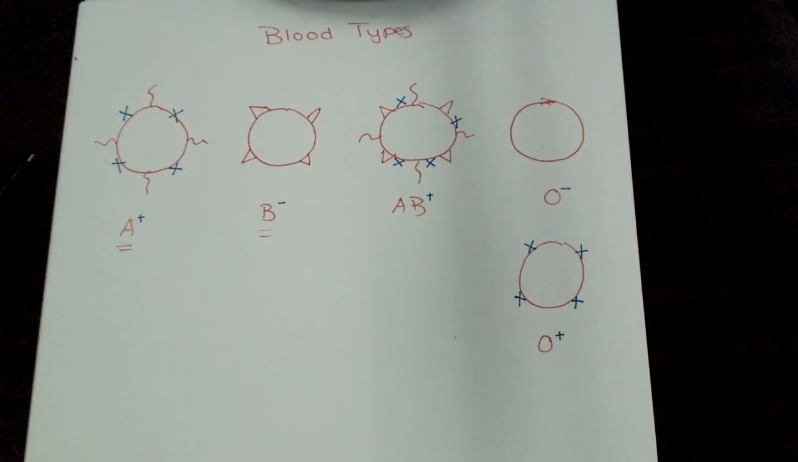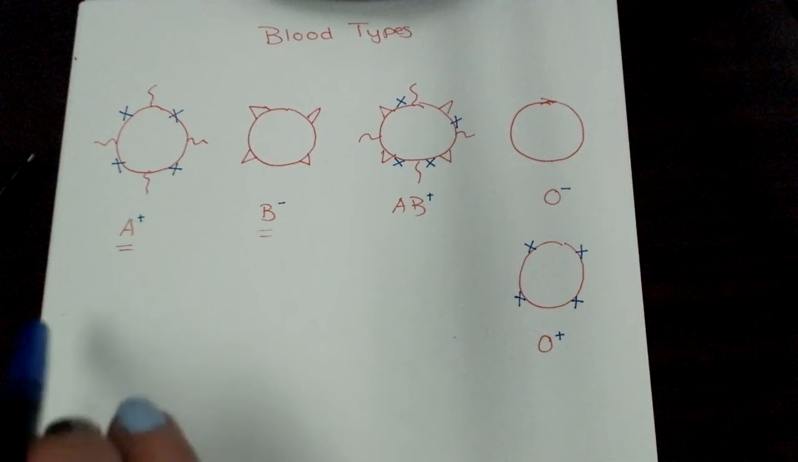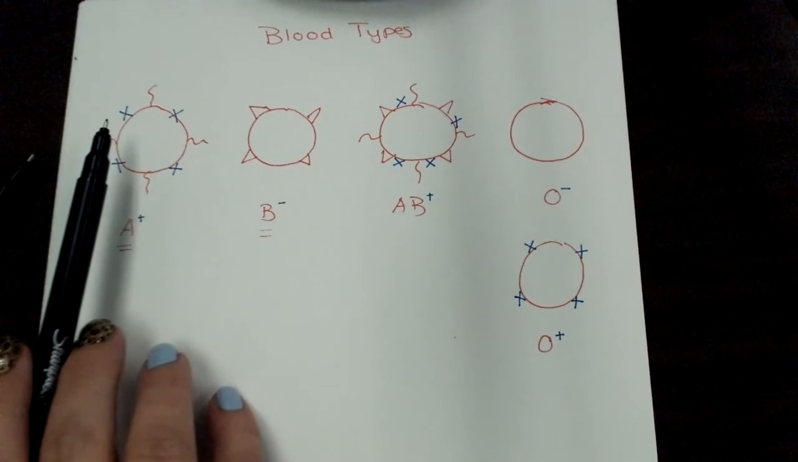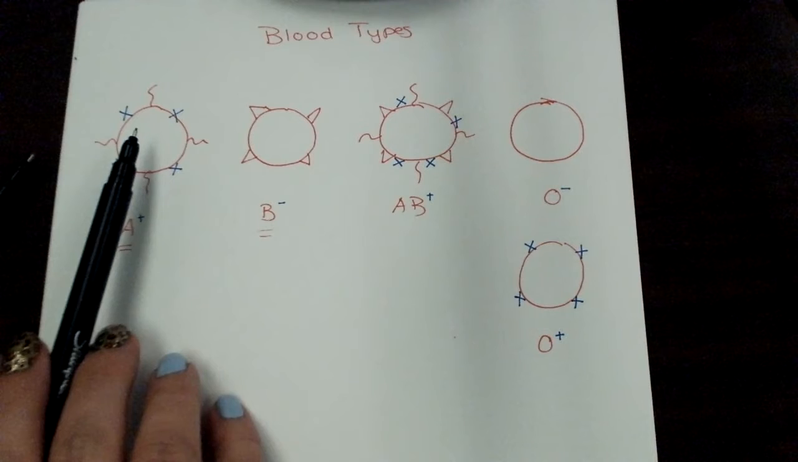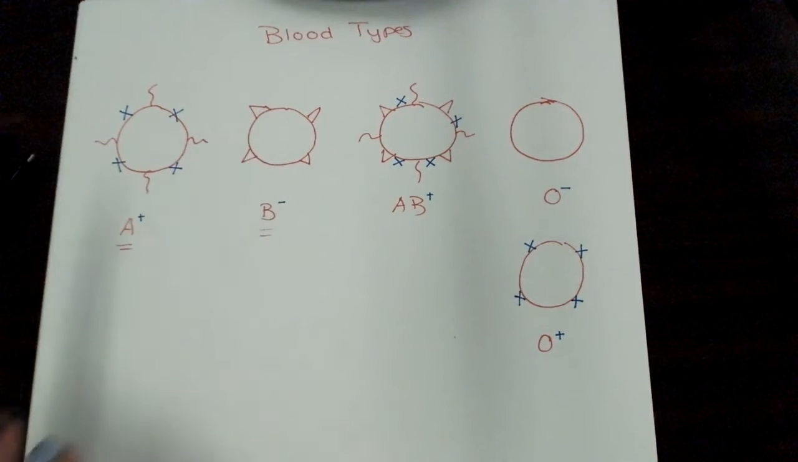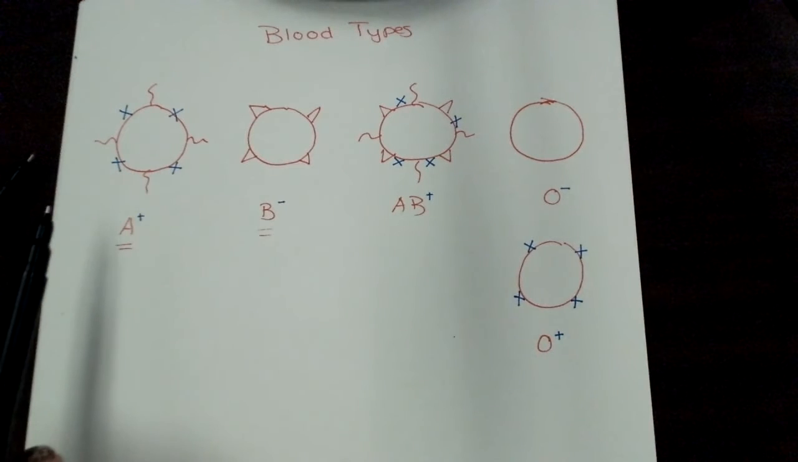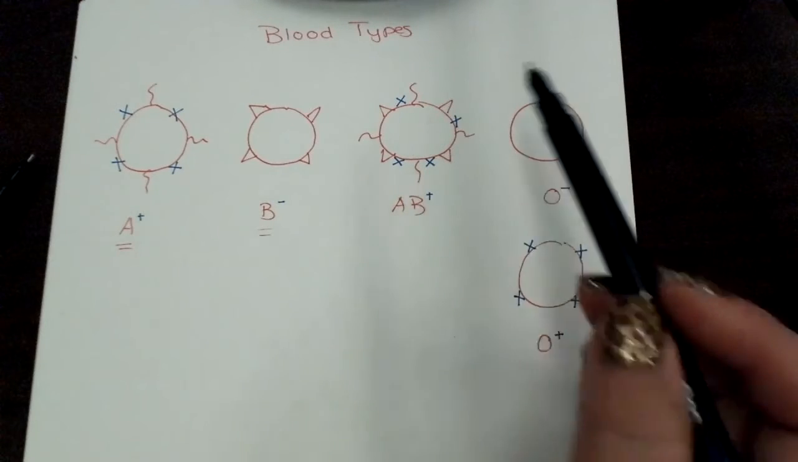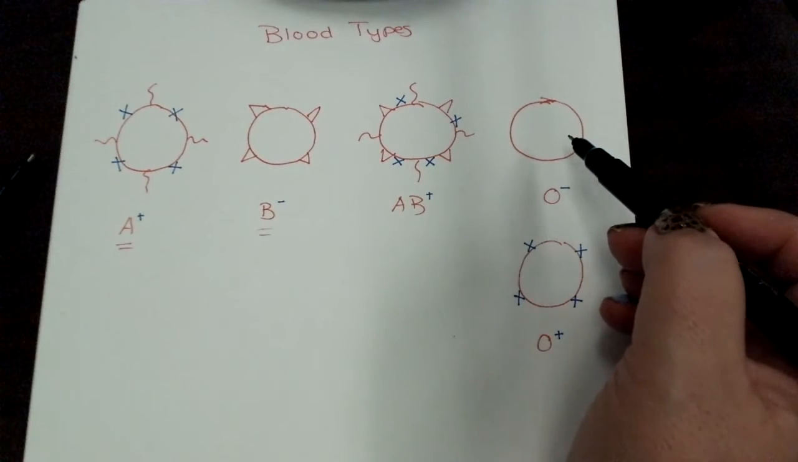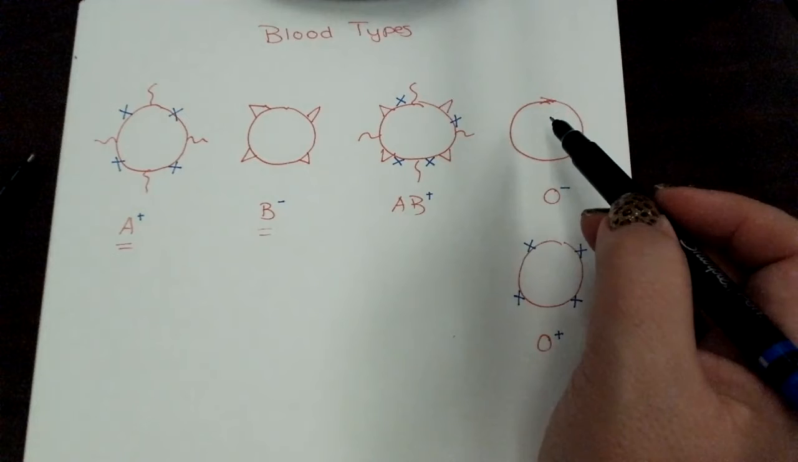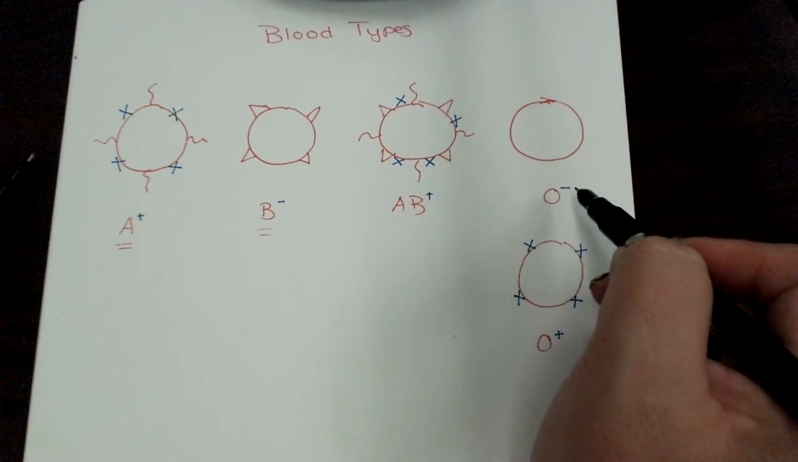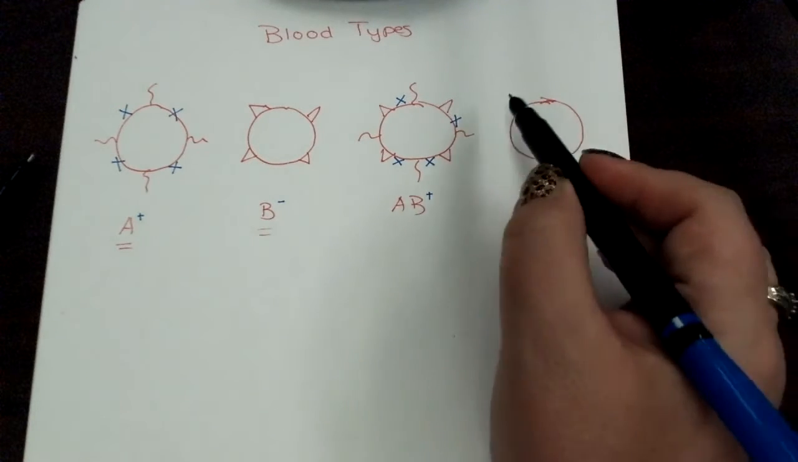So let's talk a little bit about what happens then if you give people blood. So if you're A blood, you can't give B blood to them because they don't have these little triangles, and so that would be a foreigner. You can't give them AB because of the triangles, but I could give them O because there are no triangles, okay? I could give them O negative because there's nothing on this one.